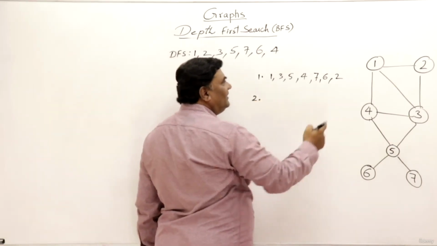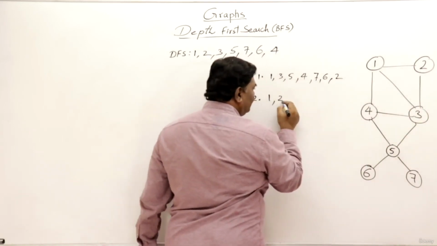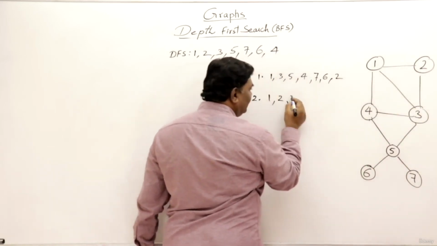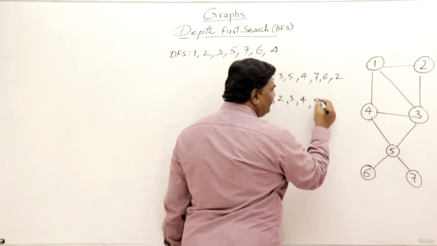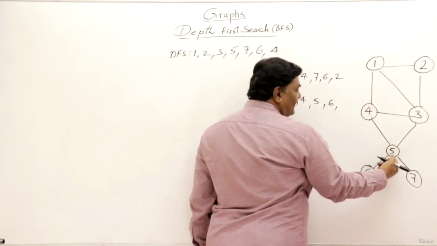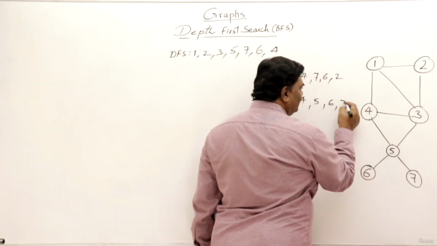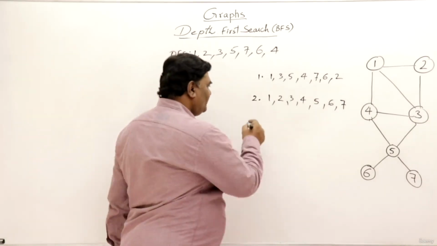Second one. Starting vertex is 1. 1 to 2. 2 to 3. From 3 I can go on 4. From 4 I can go on 5. From 5 I can go on 6. From 6 I cannot go anywhere. Go back to 5. Come on 7. This is also valid.